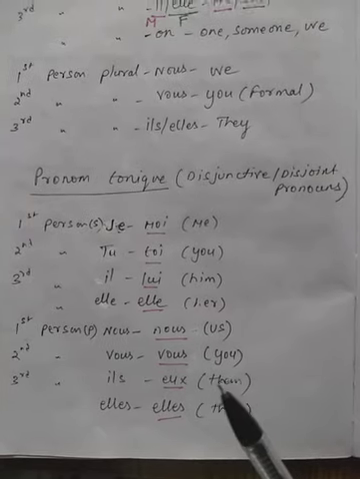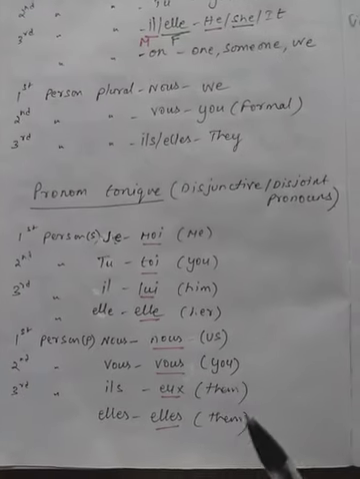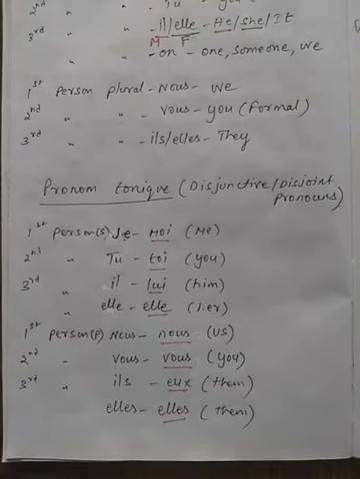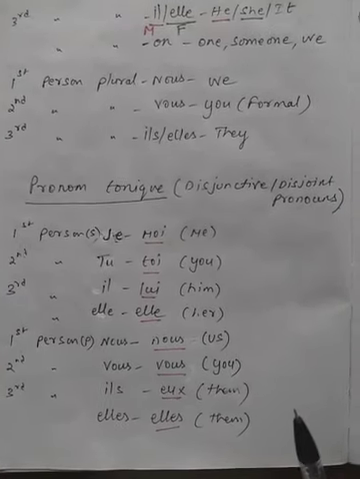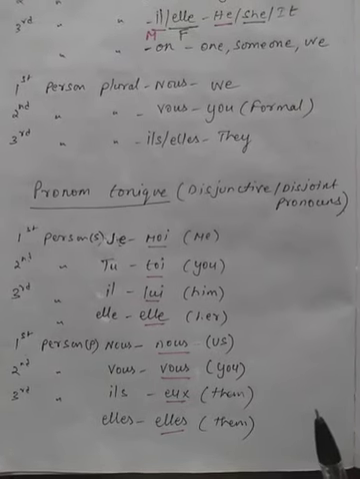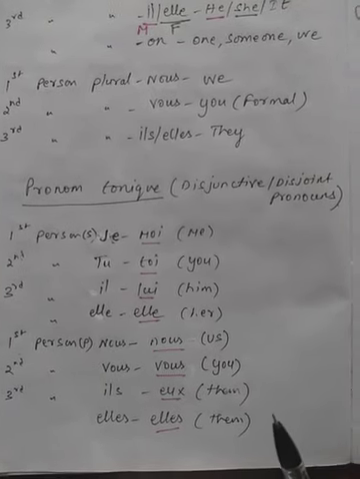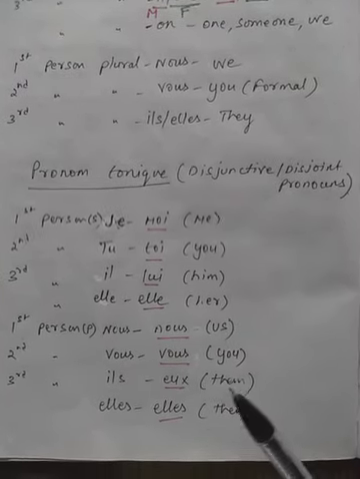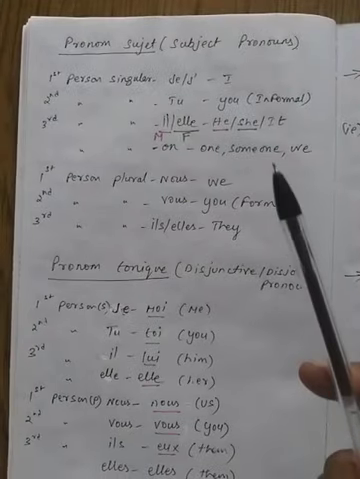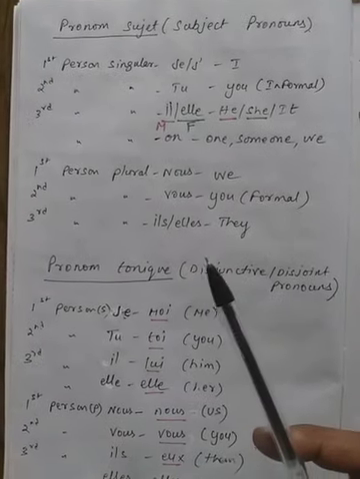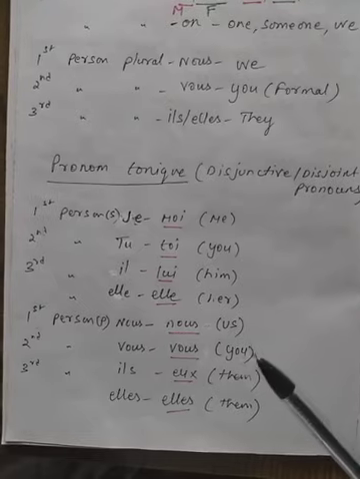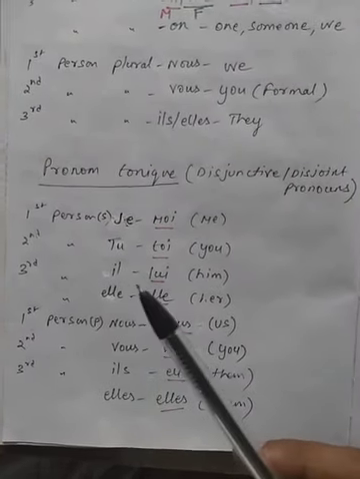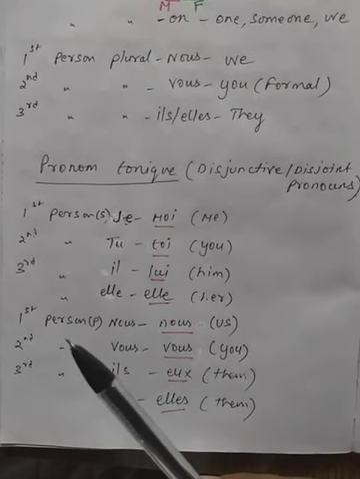These stressed pronouns are used to highlight the subject. To emphasize or to draw attention to the subject, you have to use these tonic, disjunctive pronouns. Just as you have seen six subject pronouns, similarly you have six tonic pronouns, in the same order: first person singular, second person singular, third person singular.